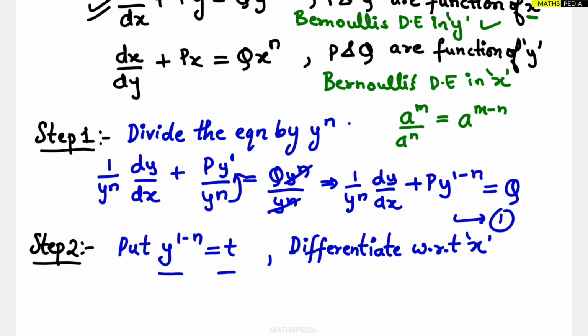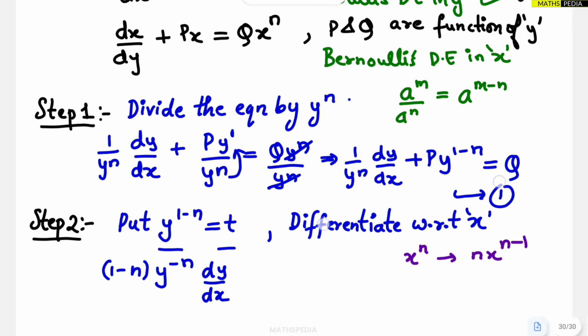So y power 1 minus n, we know how to do. 1 minus n, then y into 1 minus n minus 1, it will become minus n. Which property have we applied here? You might have studied that for x power n, the differentiation is n into x power n minus 1. The same property I have applied. But the problem here is that y is there, so I have to put again the differentiation of y with respect to x. Now equal to t, again differentiation of t with respect to x. So this is what you will be getting after differentiation.